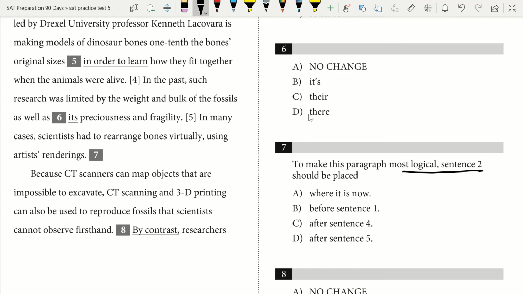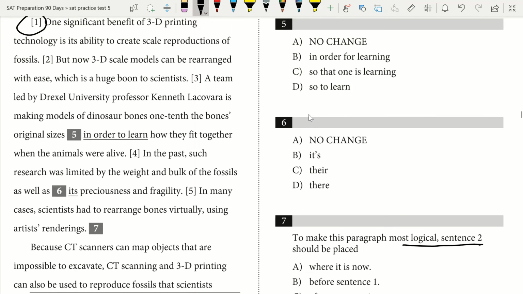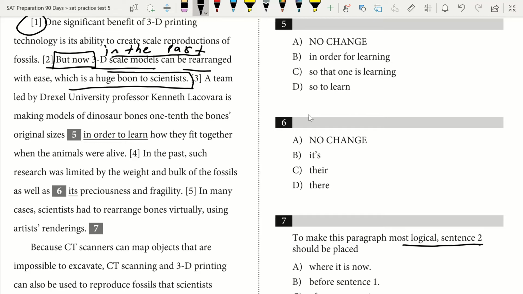All right, where should sentence 2 be placed? Let's go ahead and read that. So we've got, but now 3D scale models. Okay, one thing that jumps out to me right away is this but now. So I'm going to be looking at something in the past then, right? In the past should come before it, since we said but now. They can be rearranged with ease, which is a huge boon to scientists, which means advantage to scientists. So possibly something talking about advantages to scientists coming after, if this needs to have a sentence coming after.